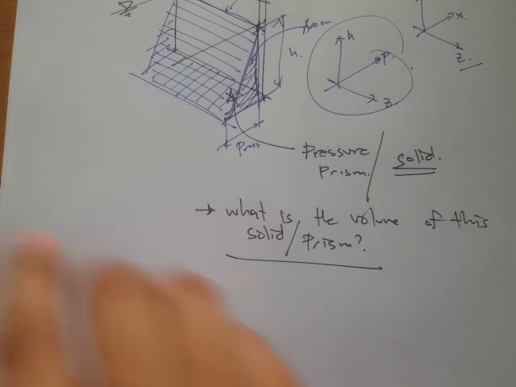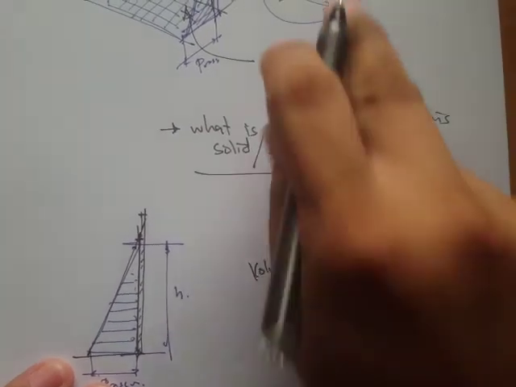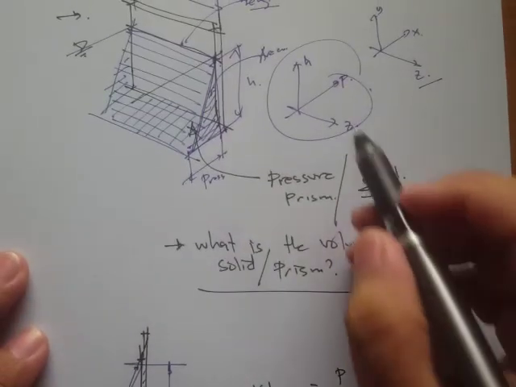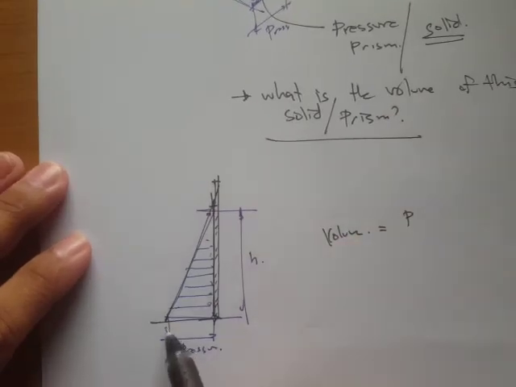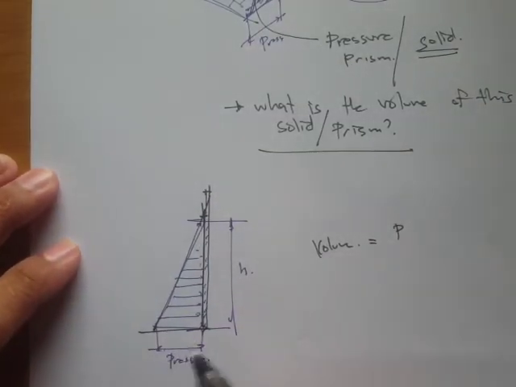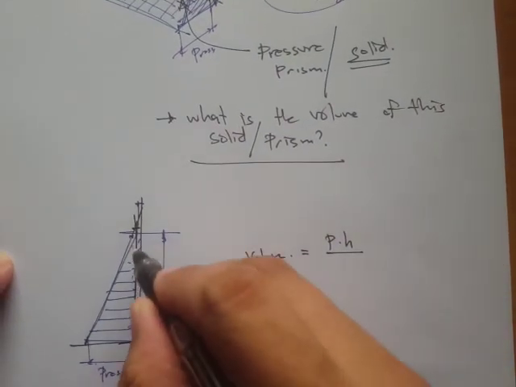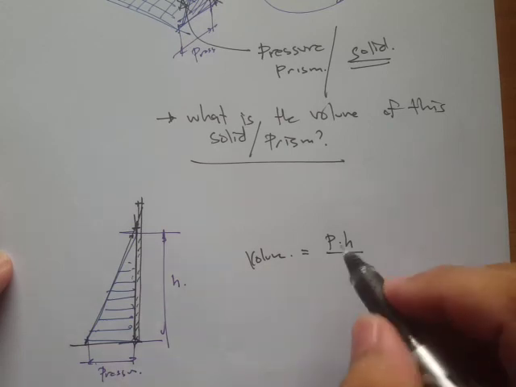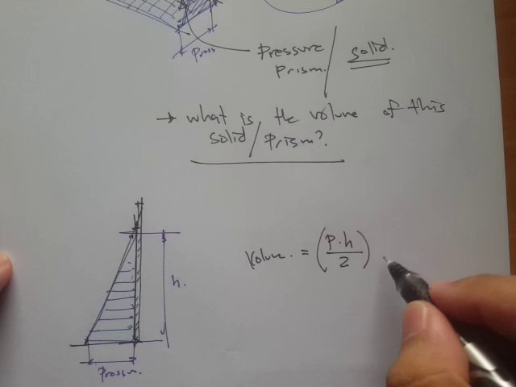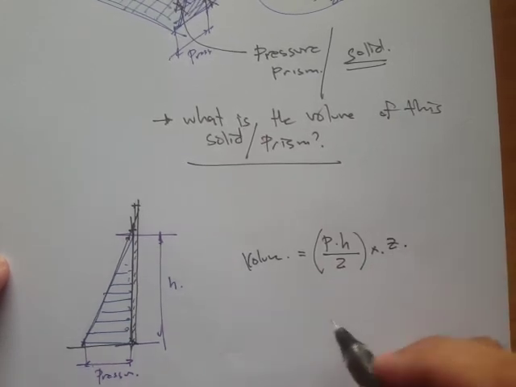Okay, so what is the volume? The volume is just simply the pressure. Okay, so that's the pressure. This one, the area times the orthogonal length. So this is the pressure times the height, P times H. Okay, so since this is a triangle, then that's gonna be P times H over 2, times the orthogonal length, which is Z.